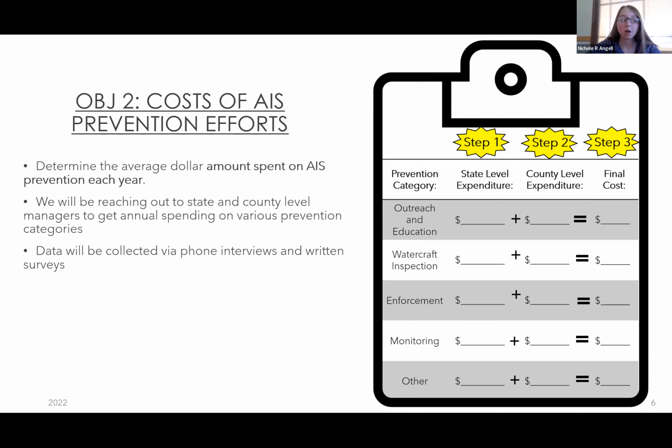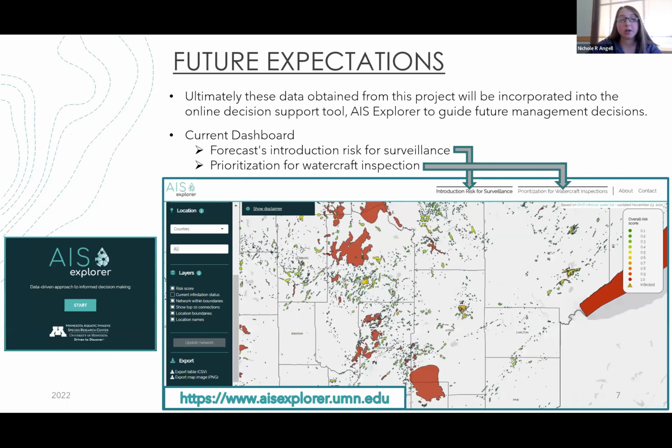So the data from objectives 1 and 2 are ultimately going to be incorporated into this online user-friendly decision support tool called the AIS Explorer. It's a virtual map where you can see what lakes are infested, which ones are at a higher risk of being infested, and where you should prioritize placing watercraft inspections to be the most effective. It's a really interesting and helpful tool. I encourage you to go look at it. The URL is right down there at the bottom of the screen.